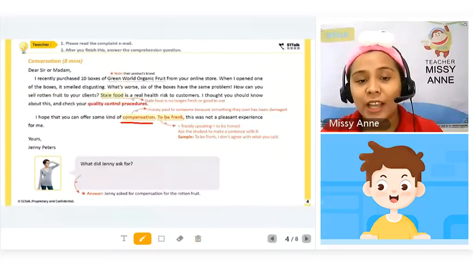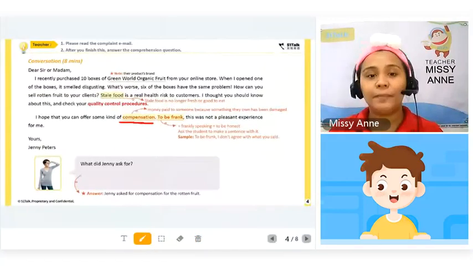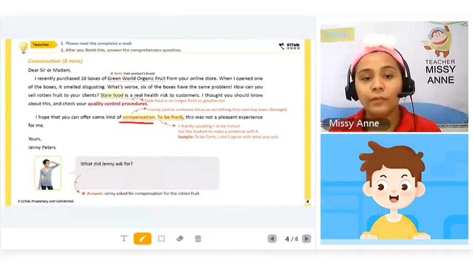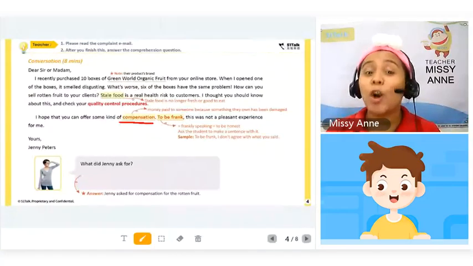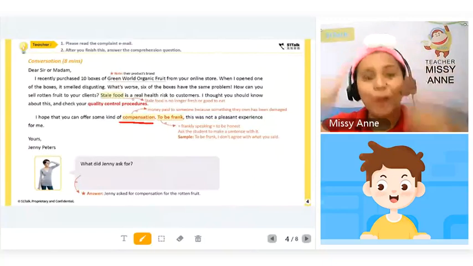Compensation? When we say compensation based on this sentence, what do you think compensation means? Compensation means they will make up for their original mistake. Very good. Or it can be a sort of products in return or money. Money you pay to someone because something that they have has been damaged. So that is compensation. You got it correct, Fiona.